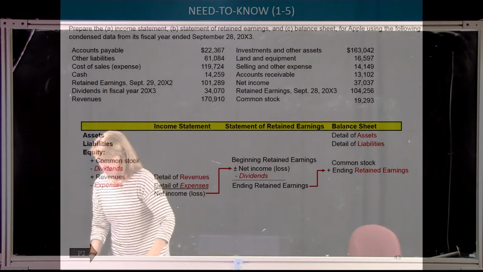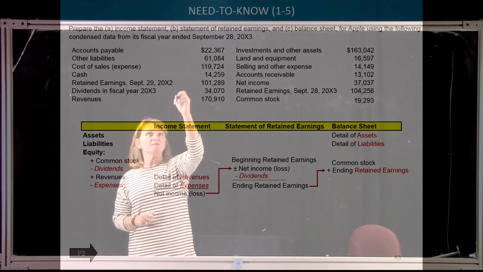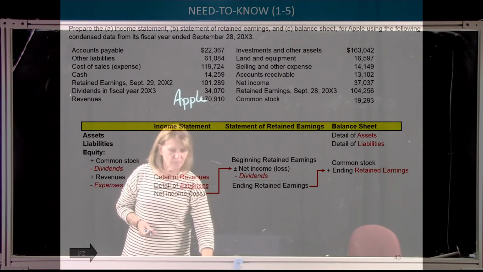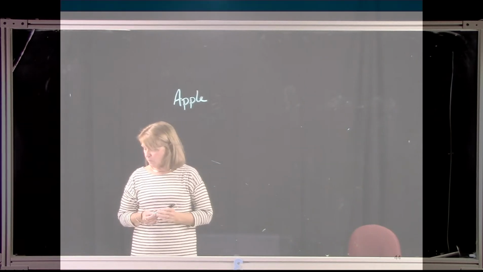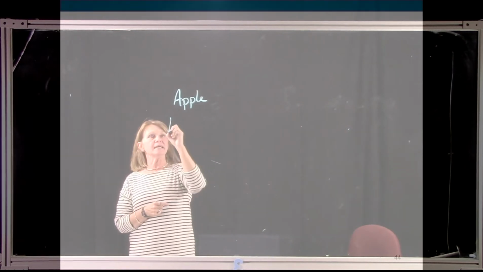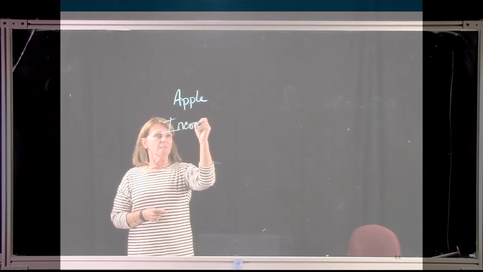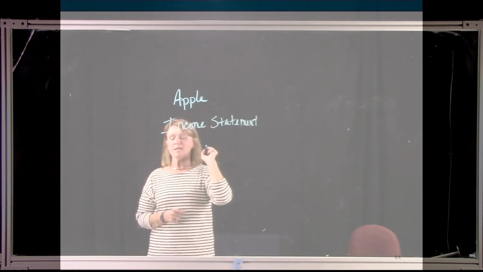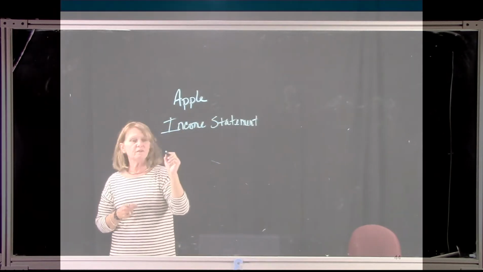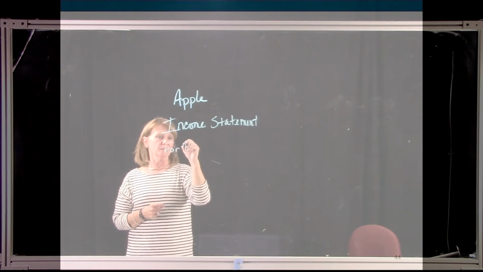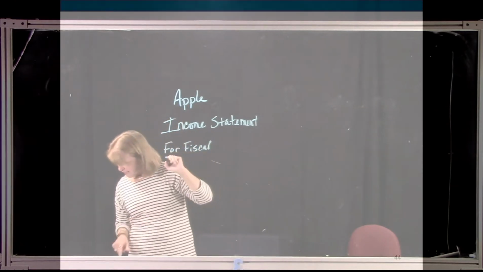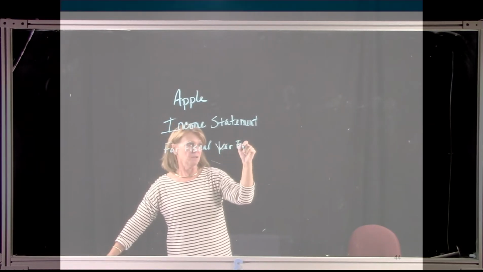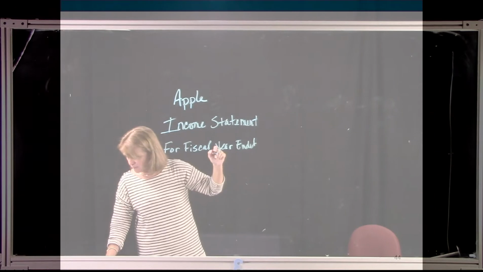Let me do an income statement for you. The company, first of all, we have to tell them who the company is. This tells us that the company is Apple Company. We need to tell them what this statement is. It's an income statement. And we have to tell them that this is for fiscal year ended, and the date is September 28th, 2013.